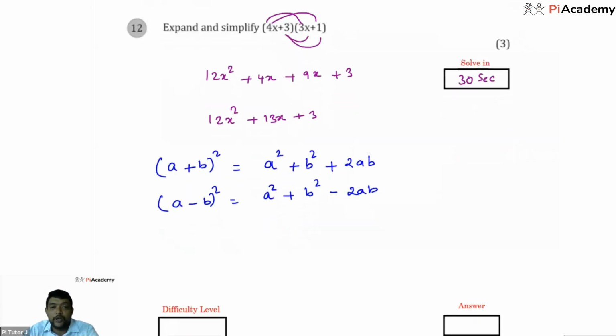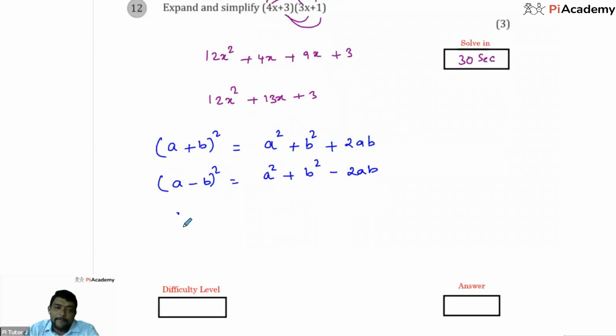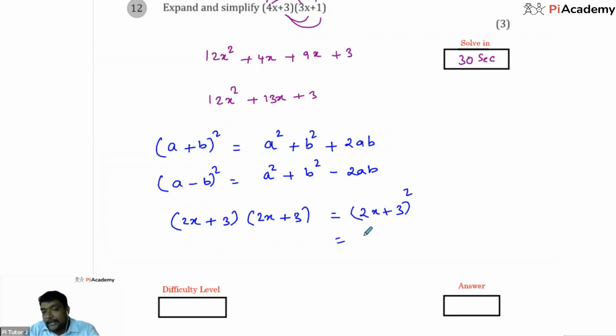Let me explain how this will work. For example, you have 2x plus 3 times 2x plus 3. Now instead of multiplying like this, you can directly write this as (2x plus 3) whole square. Now you can directly write this as 4x square, that is a square, plus b square is 9, plus 2ab, 2 times 2 is 4, times 3, 12x. So it is 4x square plus 12x plus 9.